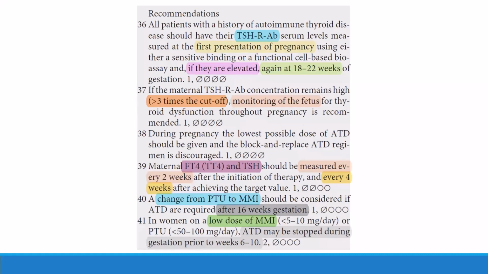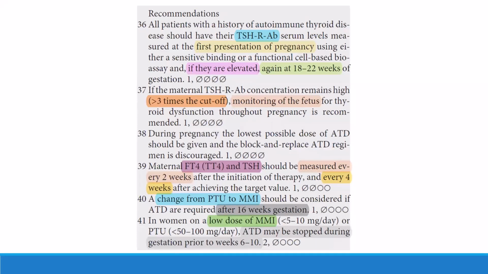And also during the pregnancy, if the female is on an antithyroid drug, we need to use the lowest possible dose of antithyroid drug, and block and replacement therapy is not recommended.